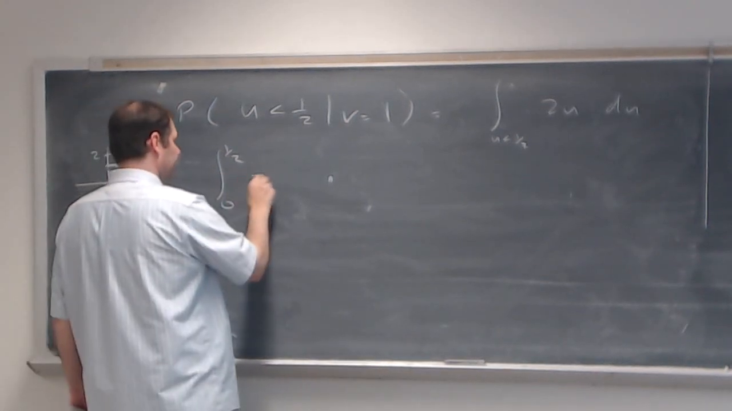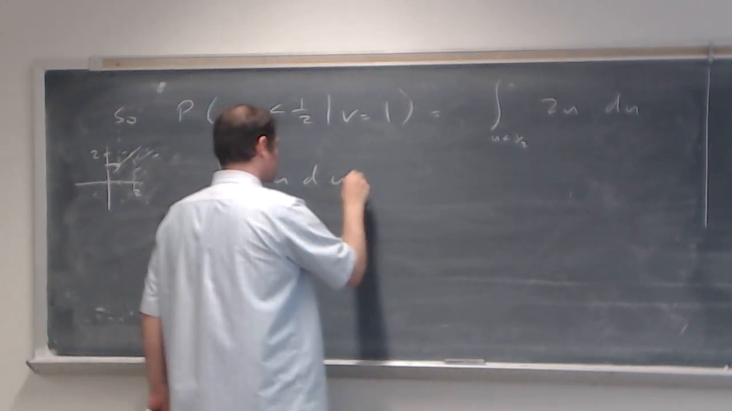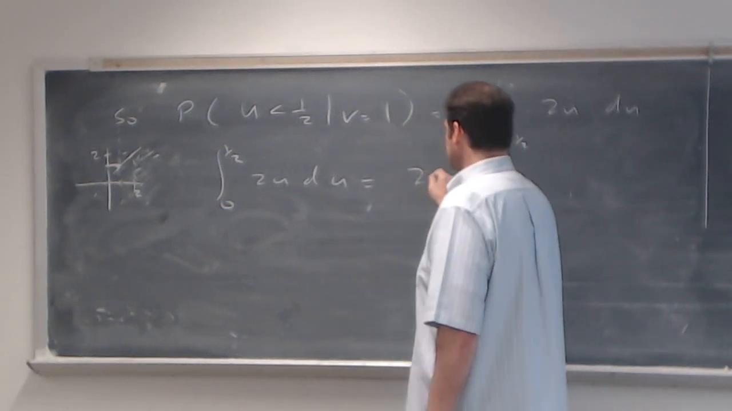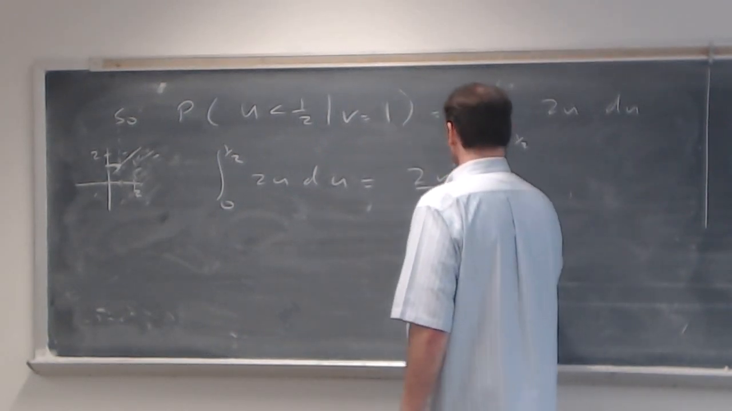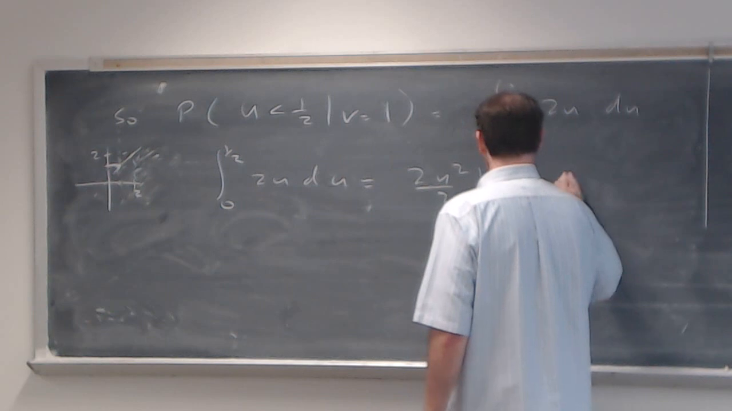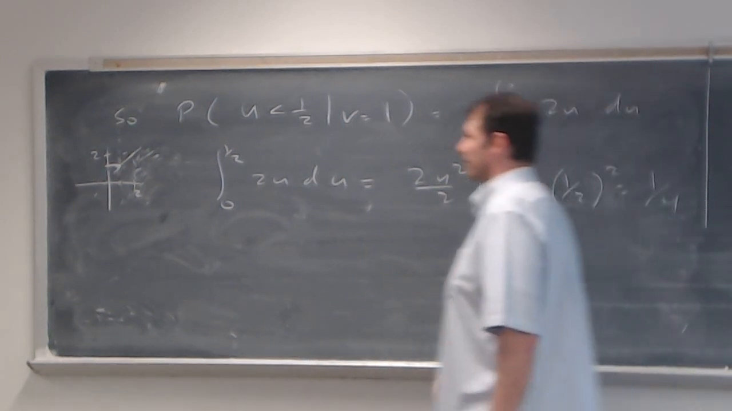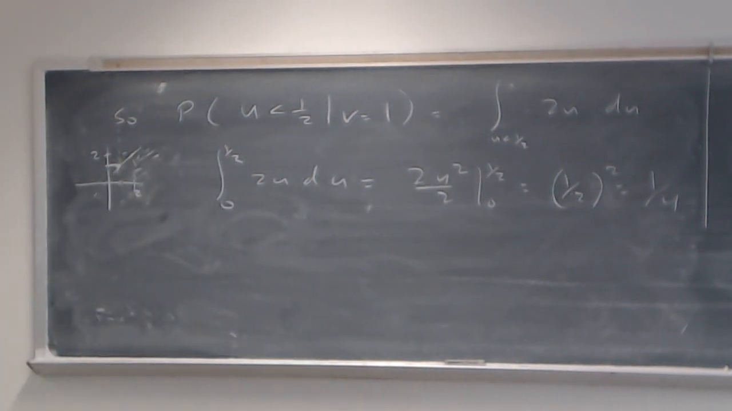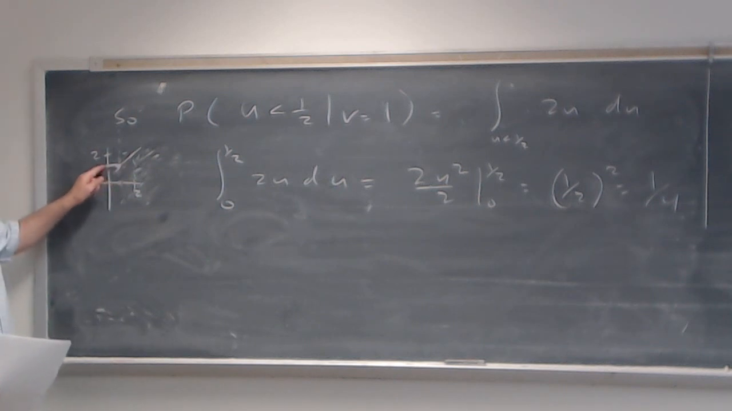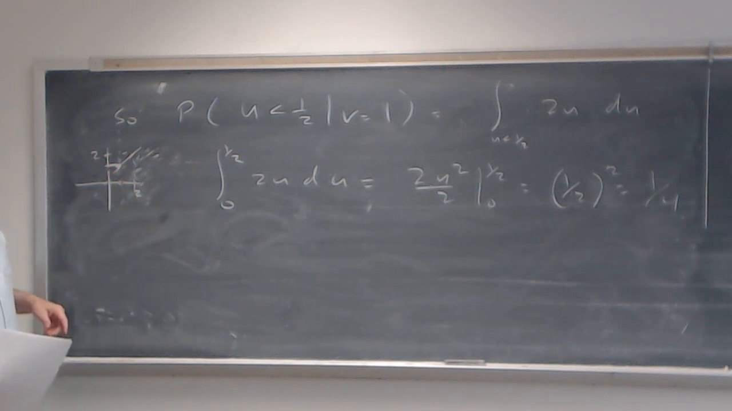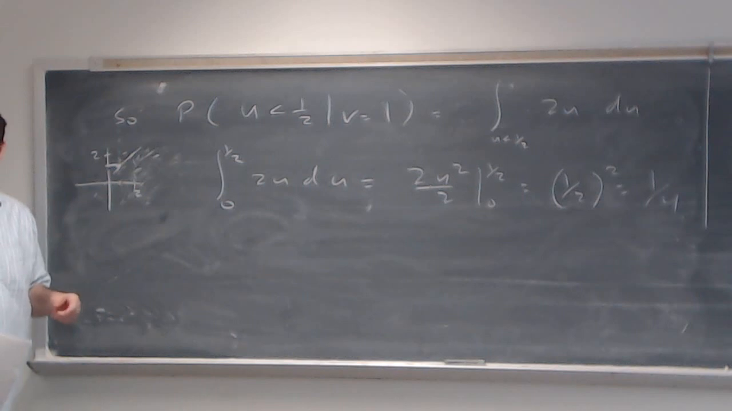So it's over that line of 2u du. That ends up being 2u squared divided by 2, evaluated from 0 to 1/2. That ends up being 1/2 squared, which is 1/4. So what I did here was I fixed that v was equal to 1. I'm just looking at this part, v is equal to 1, and I'm saying over that region, what does u run from? And u runs from 0 to 1/2. That's how I got these limits of integration.